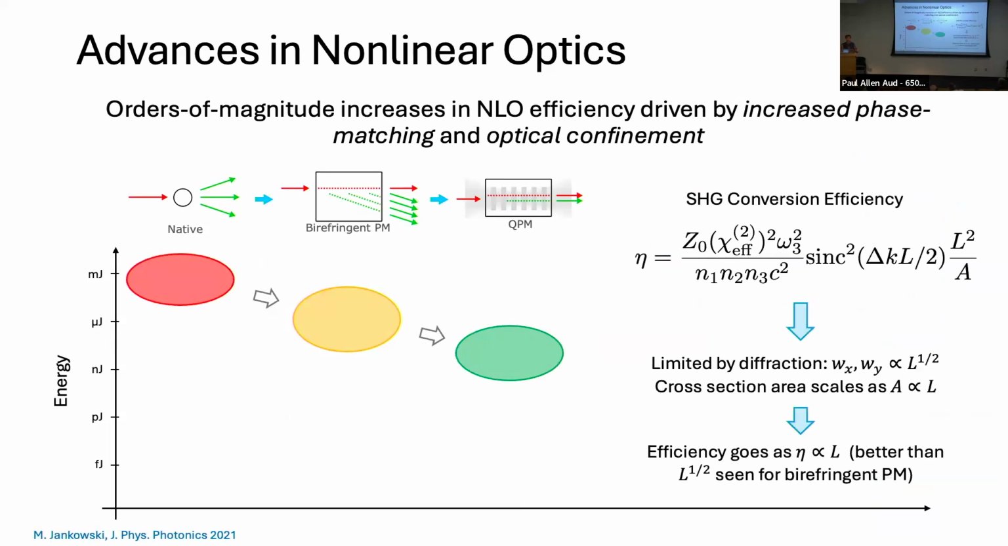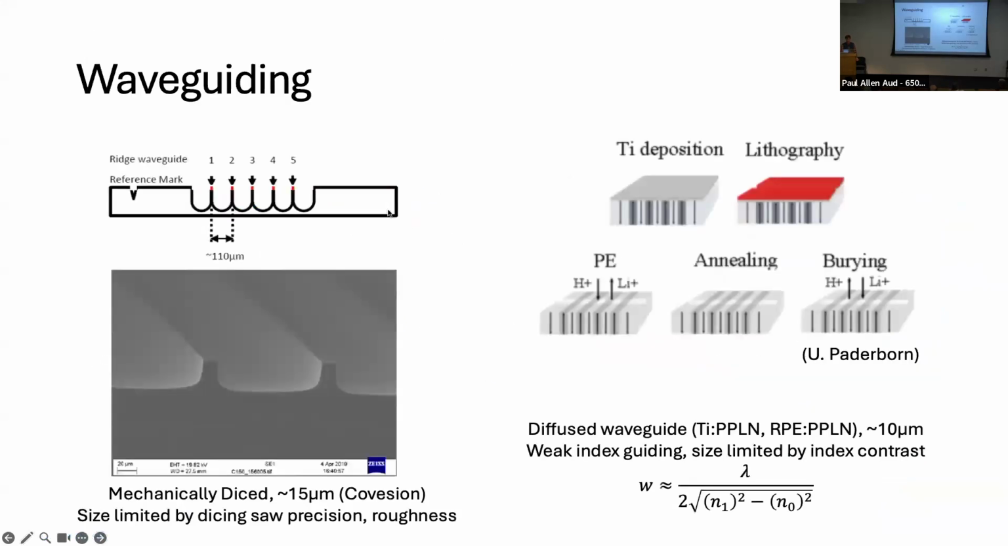And so quasi-phase matching, that was another big advance in nonlinear optics. It means that now you can phase match the same polarization, which is much more convenient. And it also increases the efficiency, and in particular, the scaling of this efficiency, because now you don't have this modal walk-off anymore because you're just phase matching the same polarization.